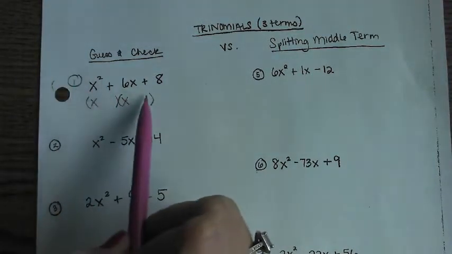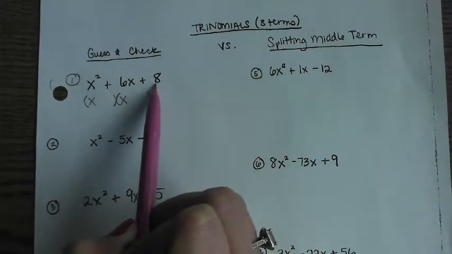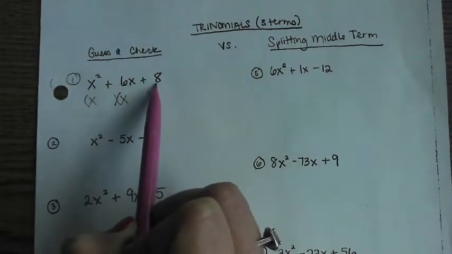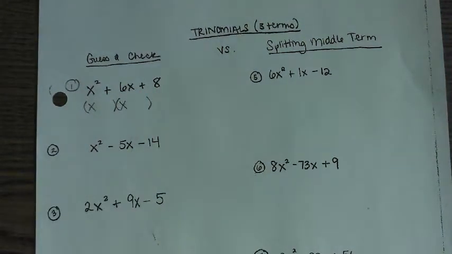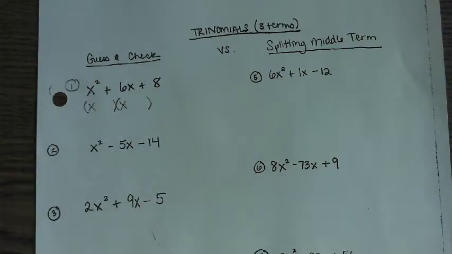And then your last two terms need to multiply to be 8. Now here's where you have a ton of options. Well, maybe not a ton here, but positive 1, positive 8, negative 1, negative 8, positive 2, positive 4, negative 2, negative 4. All of those could multiply to give you positive 8. So you can't just pick any two and say that you're done, right? You guess at first, but then you have to check.